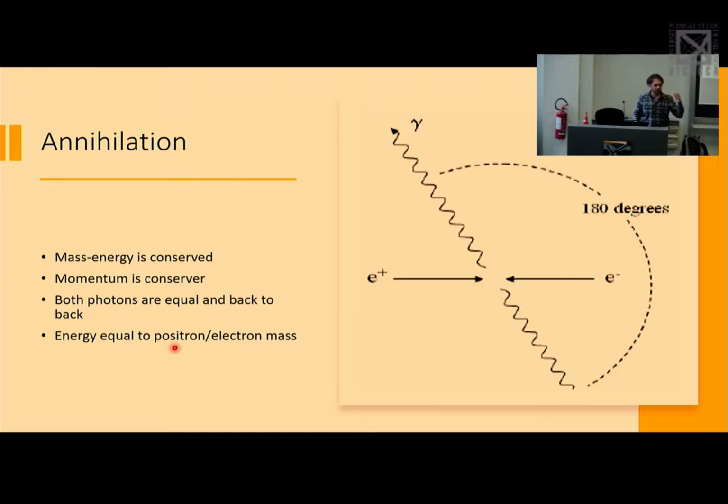Now, what happens when they annihilate? Given physical laws that tell you that the sum of mass and energy is conserved and that the momentum is conserved, the photons can only be emitted with equal energy and in a back-to-back direction, which means that if you detect both of them, you have a line that tells you where the emission has been.